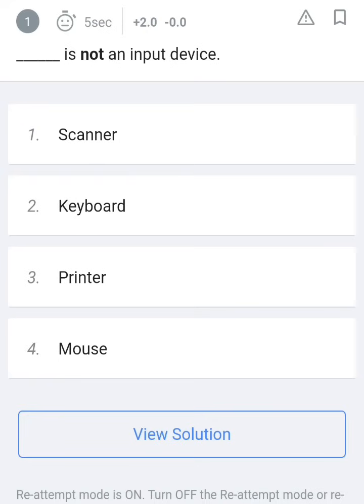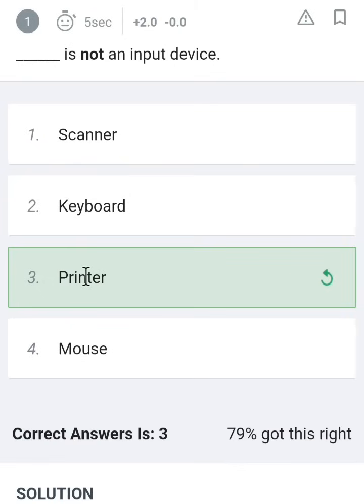Next question. Which is not an input device? An input device is one through which we input data into the computer. Suppose you press a key on the keyboard, it appears on the screen, so that is input. A scanner is also input, because when you scan a document it is reflected on the computer. With the mouse, a left click refreshes and a right click selects. So the only one is the printer, which is an output device.